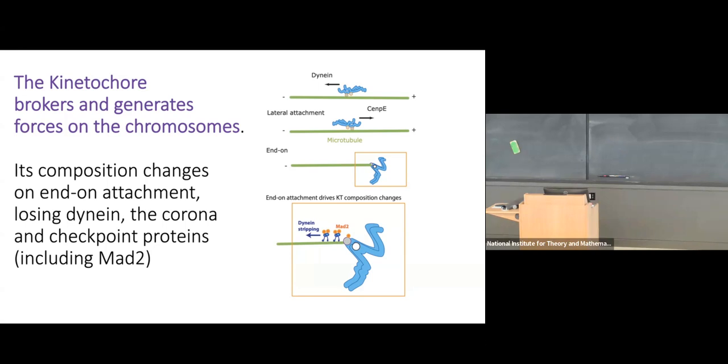So MAD2, which I'm going to mention later, is a key checkpoint protein. If MAD2 is on any kinetochore, the cell will not go into anaphase. So you've got to strip MAD2 off all of them, which means you've got to get end-on attachment on all of them.